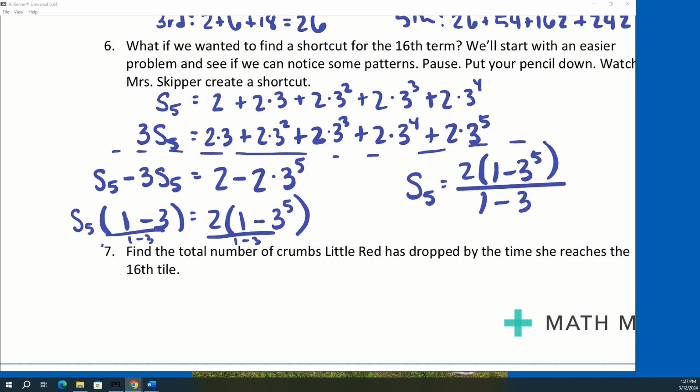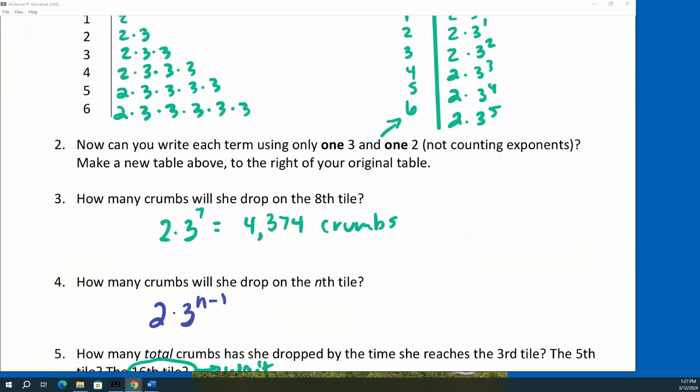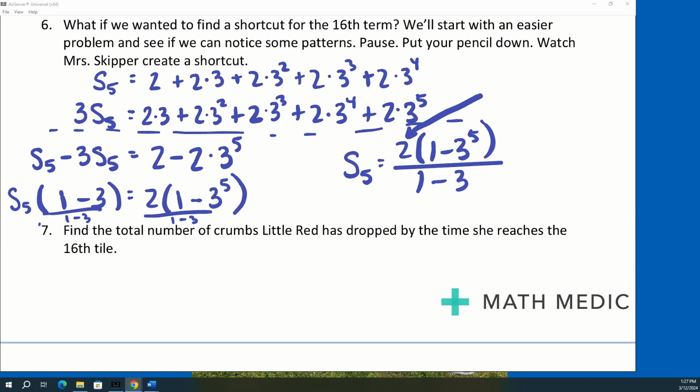So what was this 2? What was that 2? The first term, right? What about this 3? Is it d? It's not d on this. It's something else. It's a different letter for multiplying. It's not a difference. It's a ratio, so it's r. And then 5 was the n. 5 was how many we were adding up.